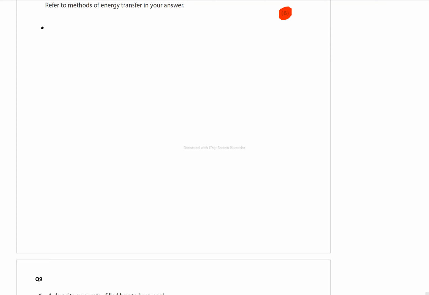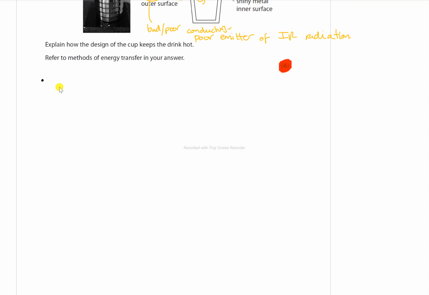Right, so the first statement that you want to make, how the design keeps the drink hot. So the cup slows down the energy transfer to the surroundings. Right, how did it do that?